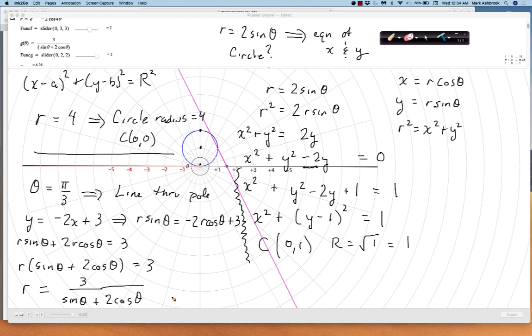Polar coordinates are much more compatible with circles and sine and cosine graphs, and we've seen the kinds of graphs that we get, these circular types of things: cardioids, limaçons, flowers with petals, all these things.